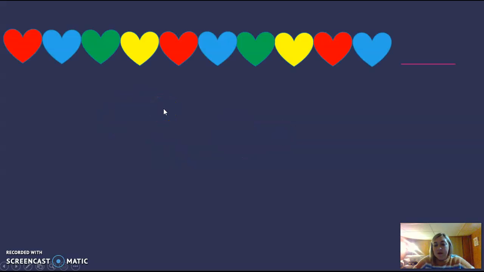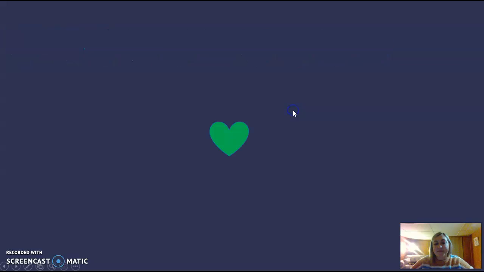Okay, here we have a color pattern. So we have all hearts: red, blue, green, yellow, red, blue, green, yellow, red, blue, and what comes next in our pattern? Green.